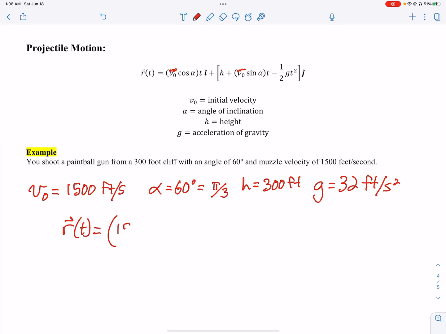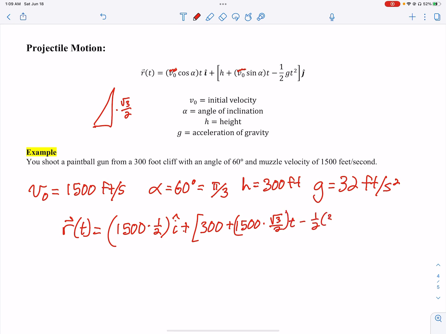So that's a 1,500, and then it's times cosine of pi over 3. So cosine of pi over 3 is going to be, we're thinking that's our tall triangle, thinking cosine, that's 1/2. It's a small side, so 1/2 i plus, that's the i component, okay, h is 300 plus, now we're going to do 1,500 times sine of that. Well, that's this other side, that was radical 3 over 2 times 1,500, or we won't do that yet, radical 3 over 2, that's times t minus 1/2 times 32 times t squared. That whole thing is j.